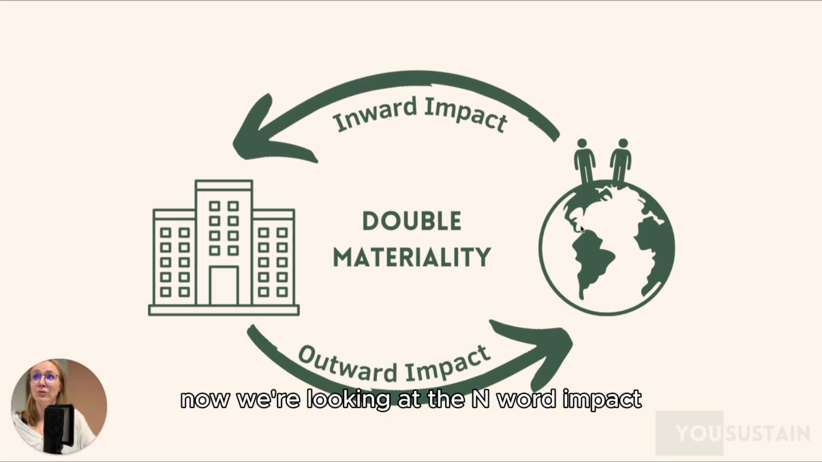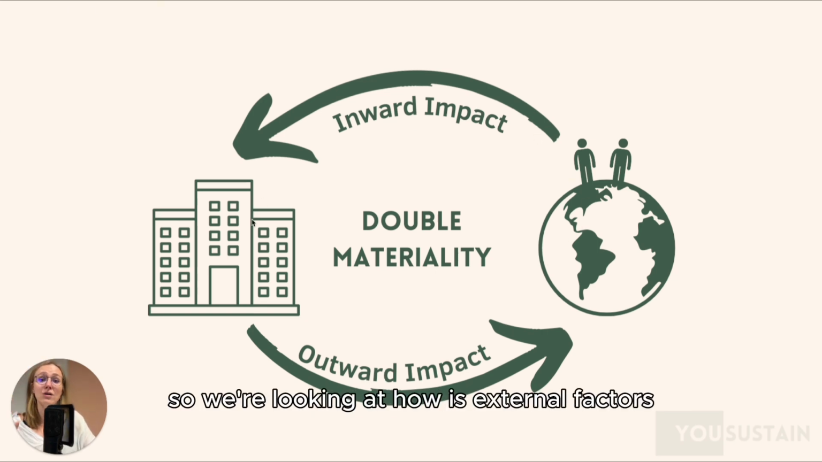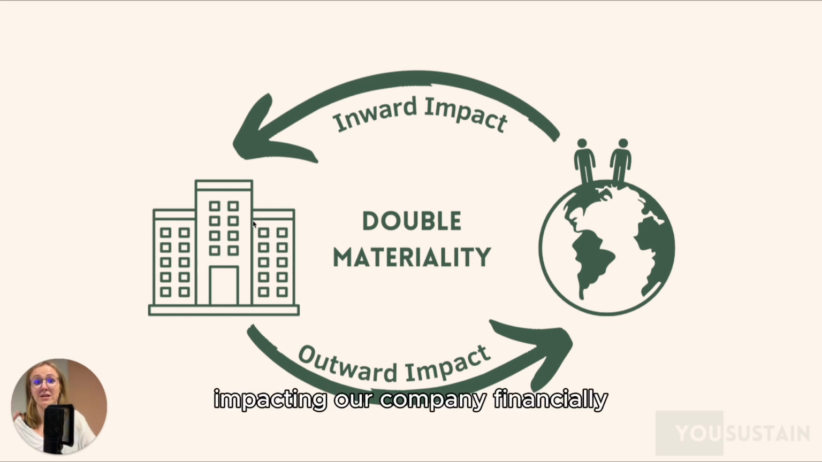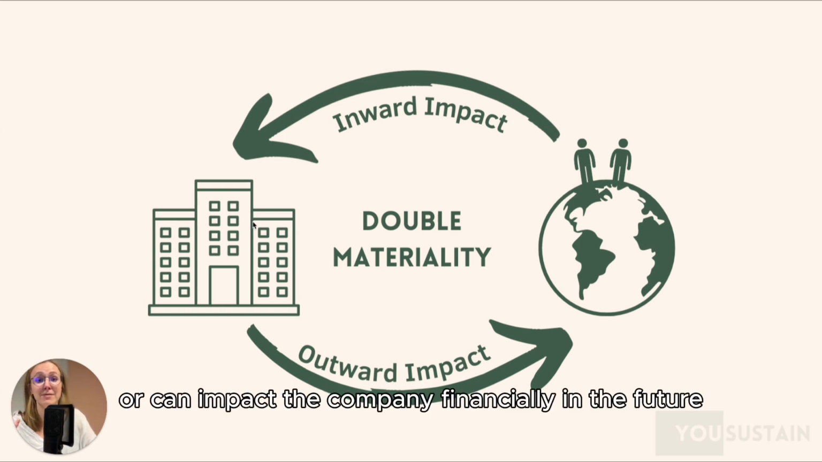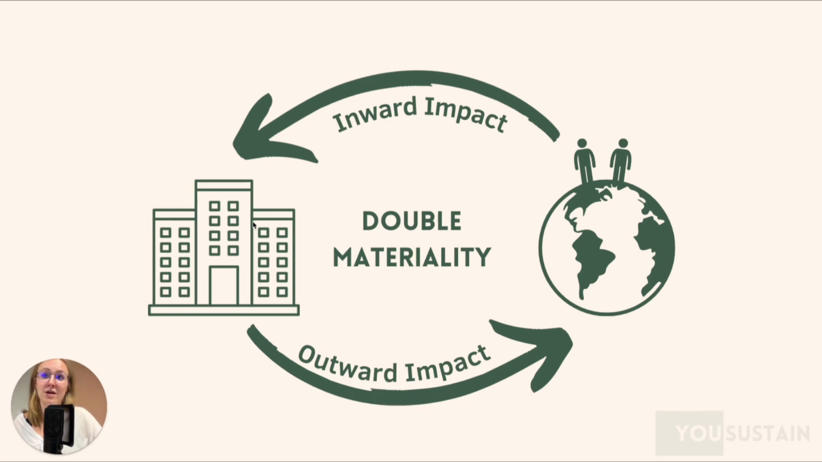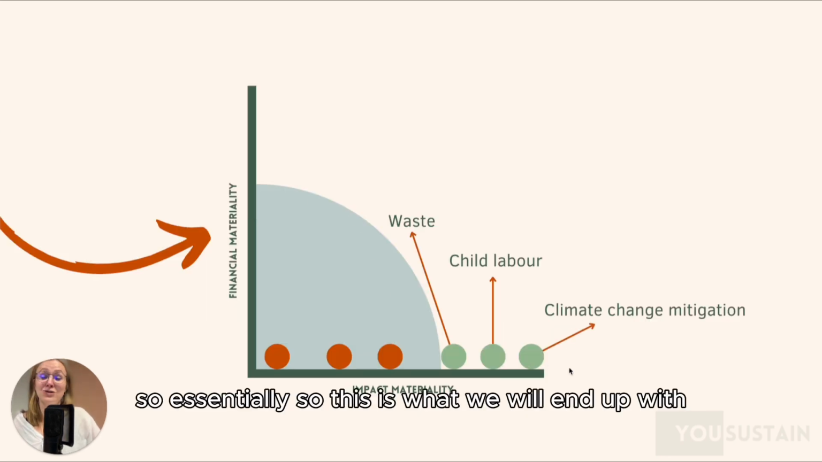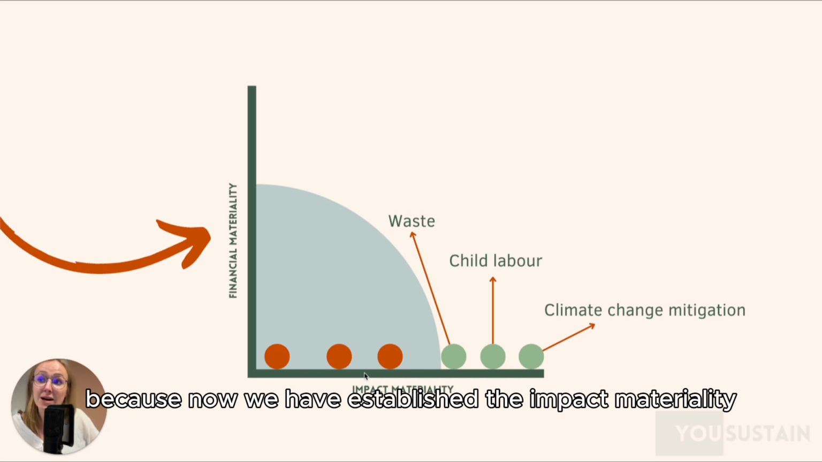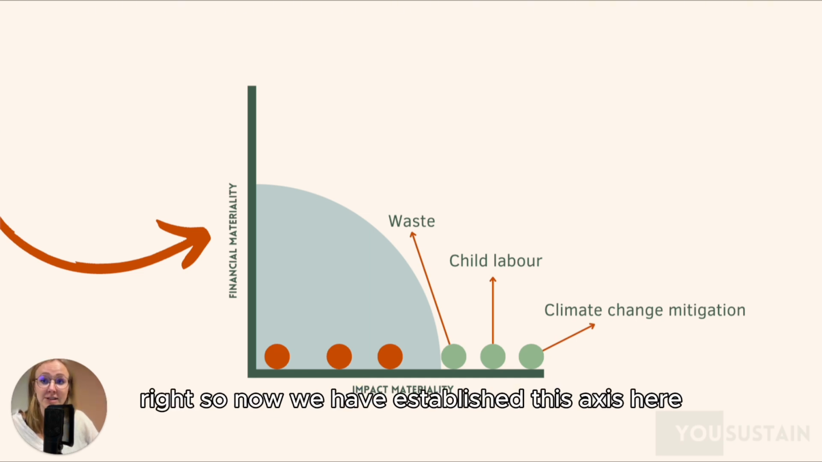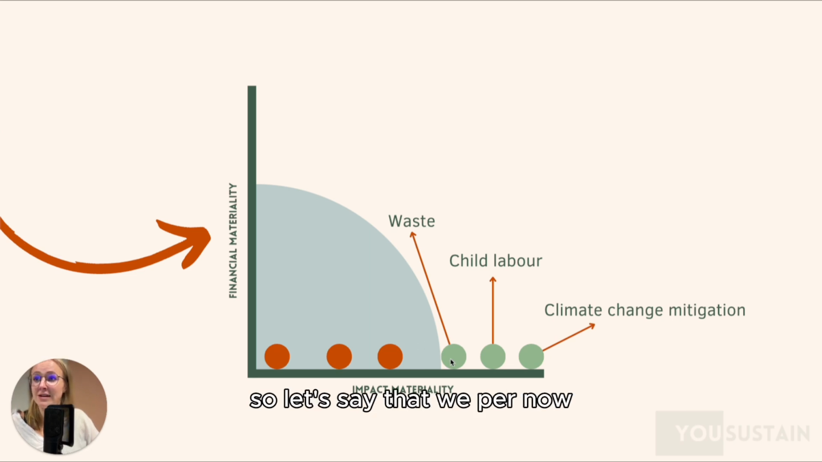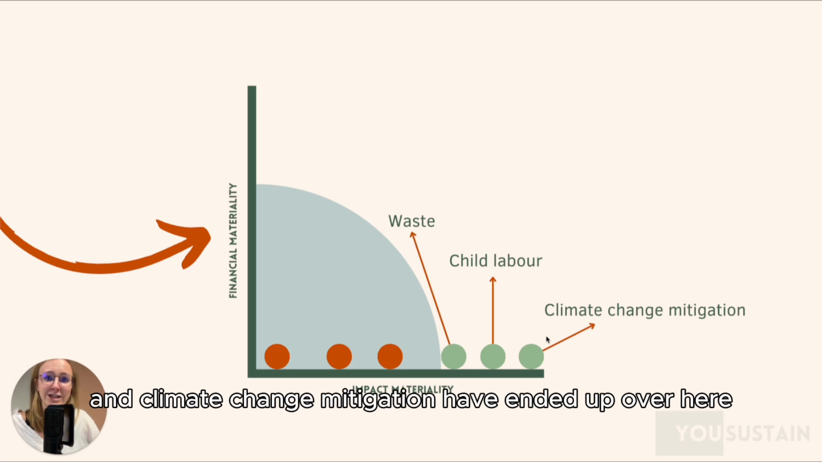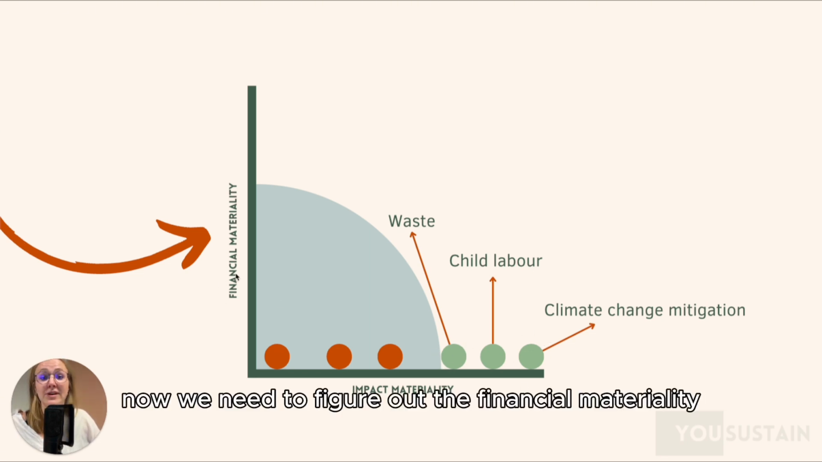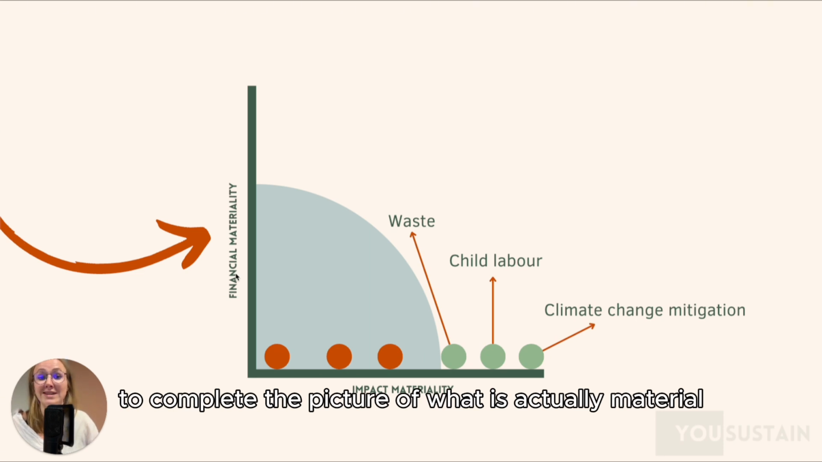Now we're looking at the inward impact. So we're looking at how external factors are impacting our company financially, or can impact the company financially in the future. This is what we will end up with, because now we have established the impact materiality, so now we have established this axis here. Let's say that waste, child labor, and climate change mitigation have ended up over here. Now we need to figure out the financial materiality to complete the picture of what is actually material.